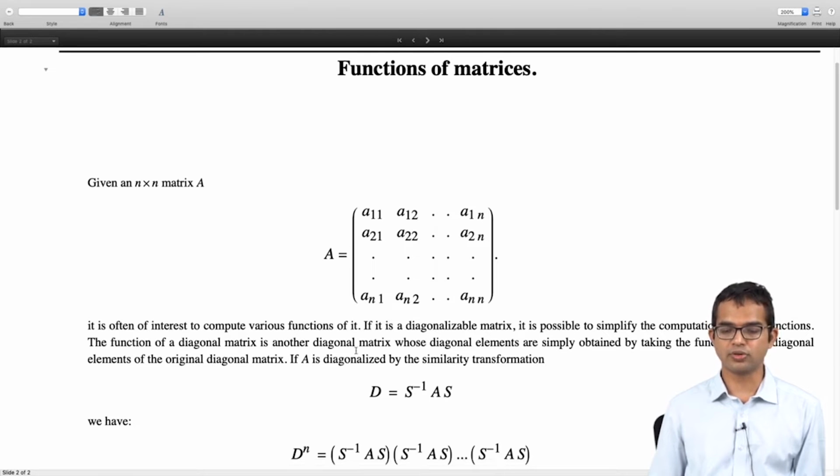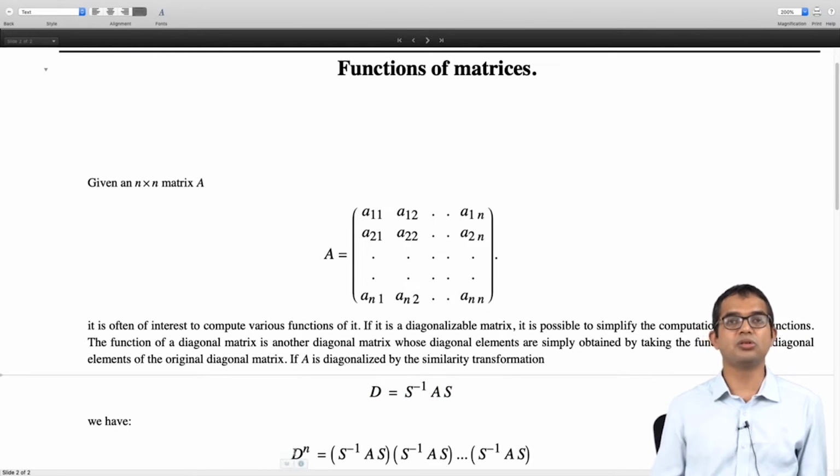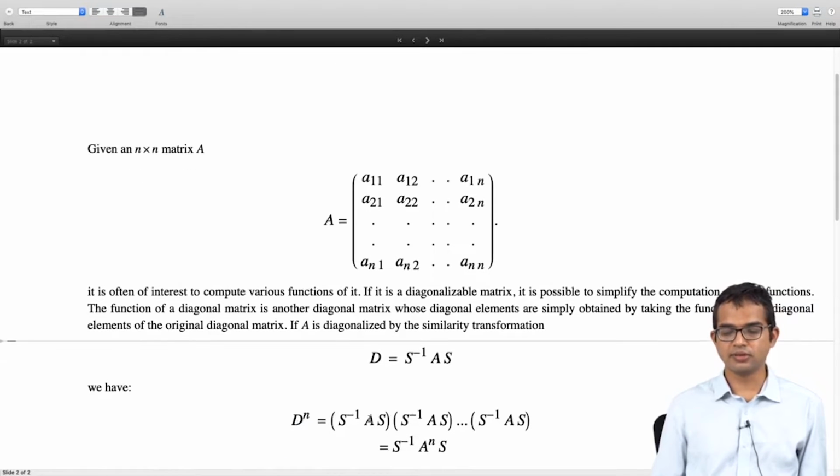So all you have to do is work out the similarity transformation which diagonalizes it. If you are somehow able to work this out, D is equal to S inverse A S. Then if you want to take the nth power of A, you just take the nth power of D, which is much easier to do because it's just taking the powers of the eigenvalues. D to the n is S inverse AS times S inverse AS all the way up to S inverse AS, n times. Then you see that S and S inverse collapse with each other and you get identities everywhere.